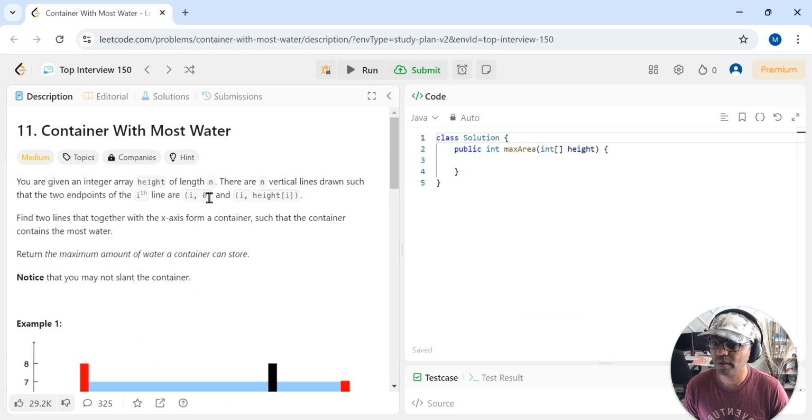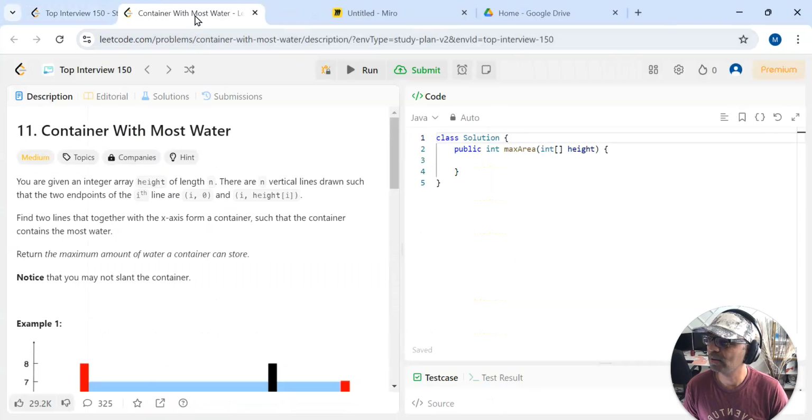I actually opened it in a new window, so let me drag that tab into this one. Okay, there you go. This is a problem of medium difficulty. Let's read the problem and make sure we understand it.